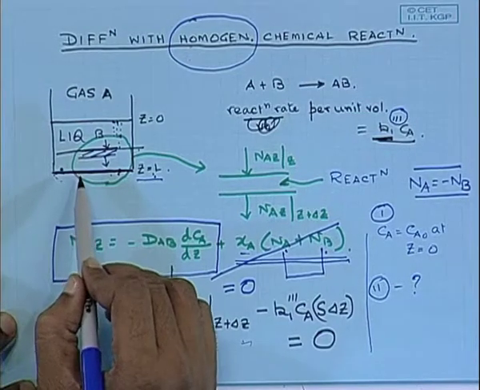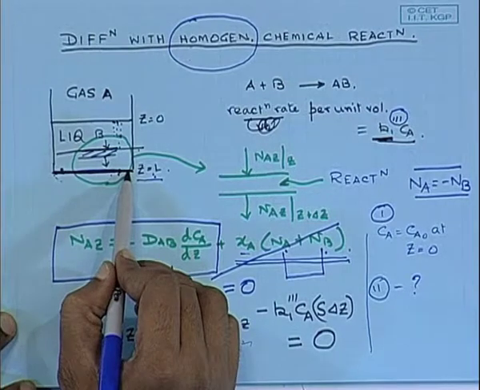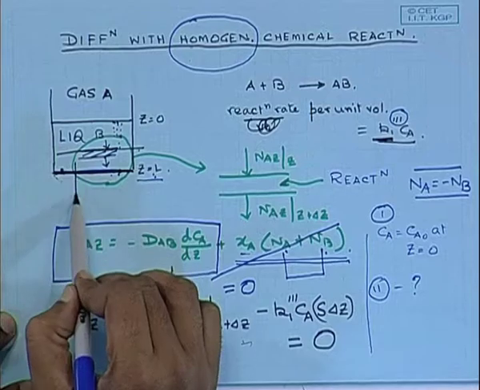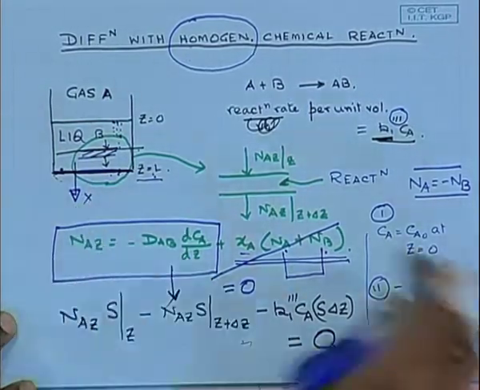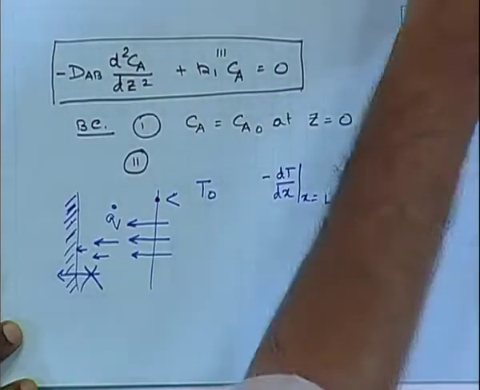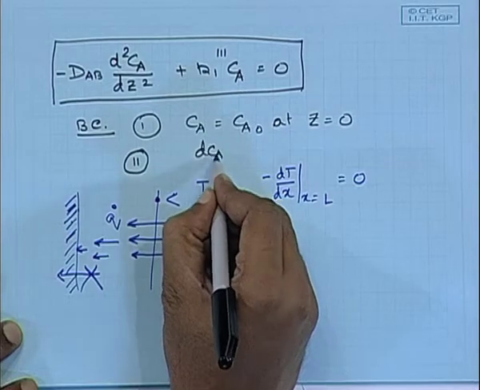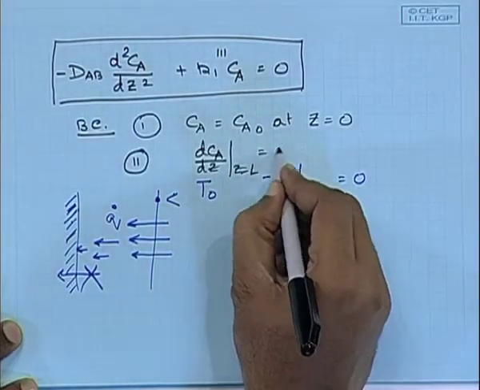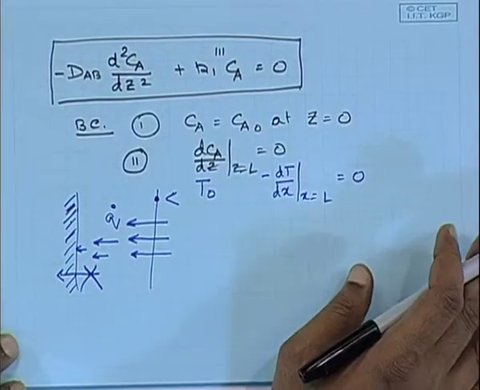So, if it cannot penetrate that, then at this wall something similar to an adiabatic wall in heat transfer must exist. That means there is no flow of A molecules through this; that is not possible. So, the missing boundary condition, now you can tell me what it is going to be. dCA/dz at z equal to L would be equal to 0. So, it is exactly similar to the one that you have done in heat transfer.